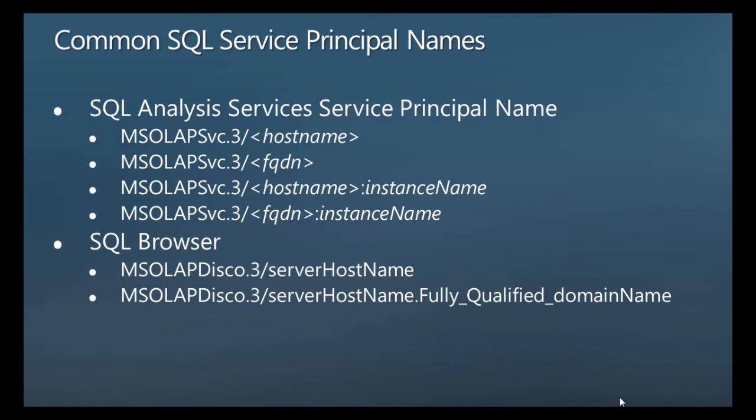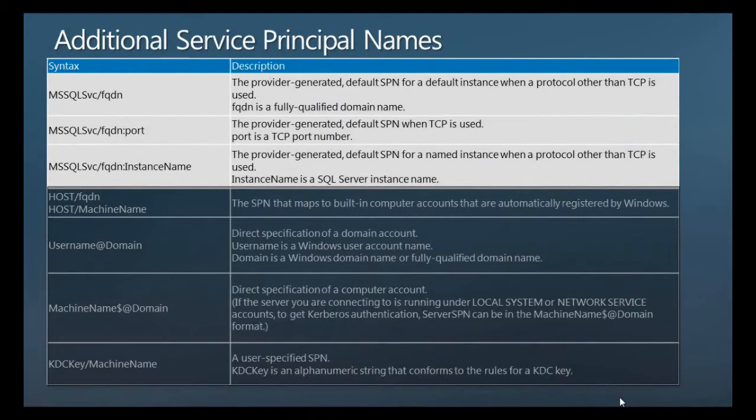With the same thing as the relational database engine, you have to register again the SQL Browser service when you're using instance names or instances of analysis services. And you use the same syntax. MS-OLAP Disco 3, the server host name, and then the server host fully qualified name. Also take note that there are some additional service principal names supported. Typically you're not going to run into these, but if you do want to specify your service principal name in your connection string, you can do that, and then here's some of the additional options you have available to you.